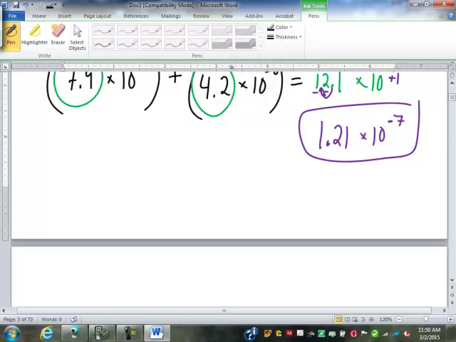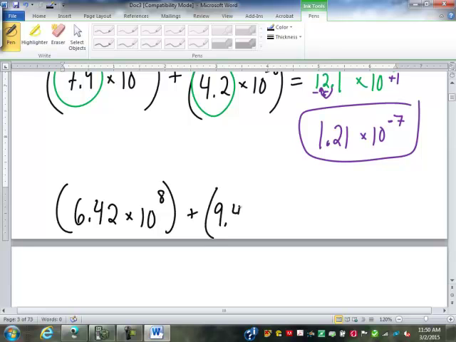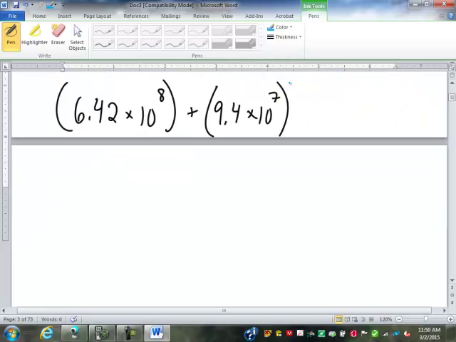So what happens if we don't start off with the same power of 10? Say we have 6.42 times 10 to the 8th plus 9.4 times 10 to the 7th. Well, just like we did with measurements or even fractions, changing them to common denominators, here we're going to have to change the name so that they're the same, which means we're going to have to change one or both powers of 10. Usually what I do when we're adding is I go to the larger power of 10, which is going to be 10 to the 8th.